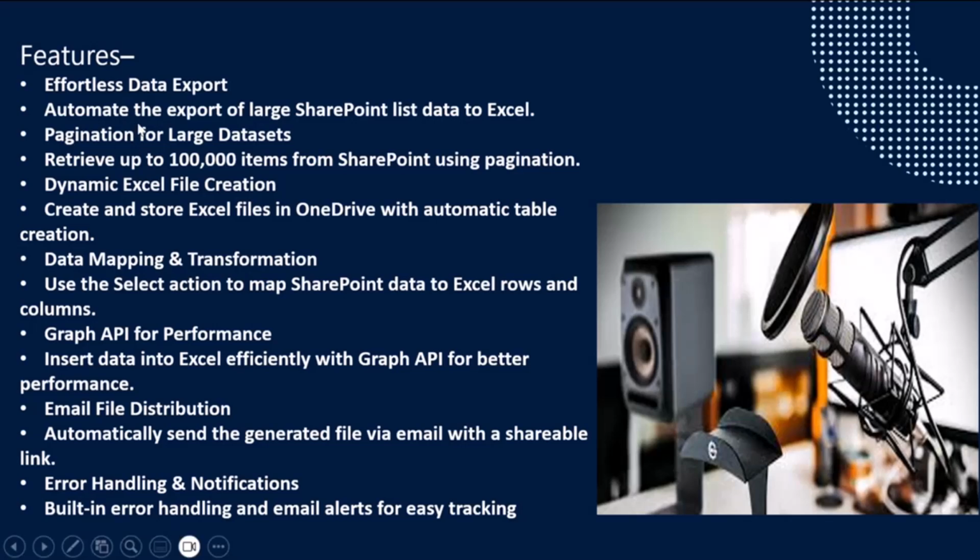I will show you that, and we can retrieve up to 1 lakh items from that pagination setting. After that, we will generate a dynamic Excel file, and then we will save it into OneDrive, and we will also create tables in Excel from that flow only. Then we will map the data, and we will use the select function to map the headers and the rows of the list.